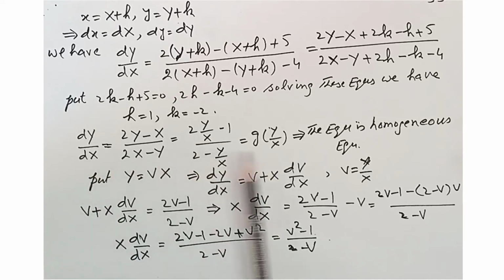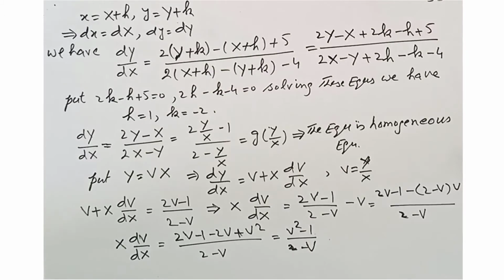So dy by dx equals a function of y by x. So this equation is a homogeneous equation. Now we adopt the method of how we solve the homogeneous equation. We put y equal to vx and dy by dx equal to v plus x dv by dx, and v equal to y by x.